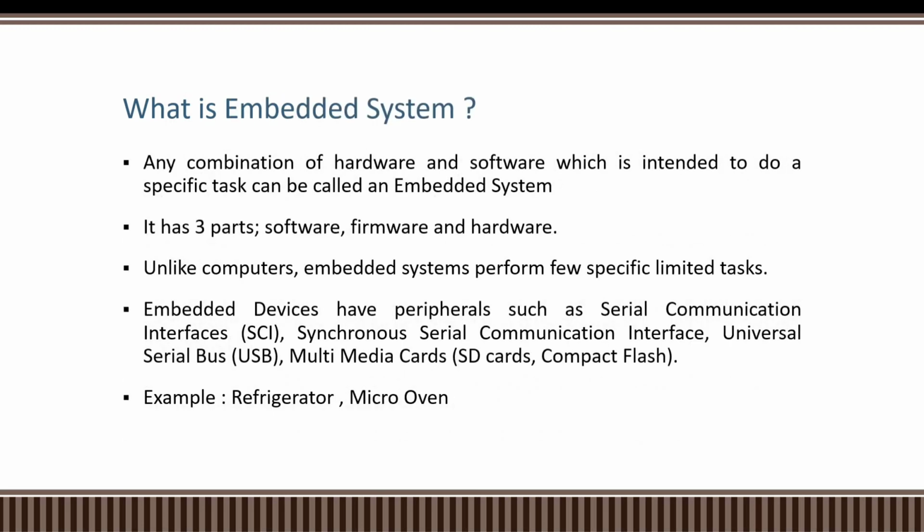Moving on, what is an embedded system? Any combination of hardware and software which is intended to do a specific task can be collectively called an embedded system. So, an embedded system has three parts, that is software, firmware, and hardware. Unlike computers, embedded systems perform few specific limited tasks. Embedded devices have peripherals such as serial communication interfaces, synchronous serial communication interface, universal serial bus, multimedia cards, for example, SD cards, compact flash, and all. So, an example for an embedded system would be a refrigerator or a microwave oven.